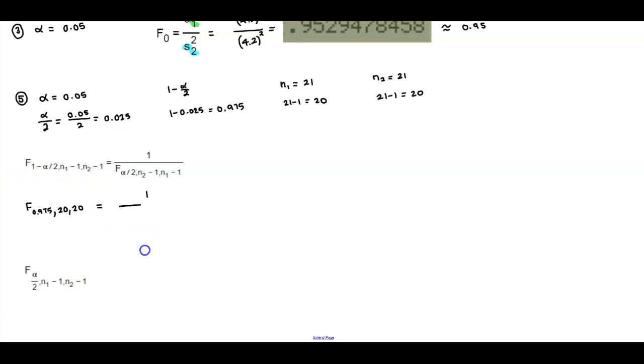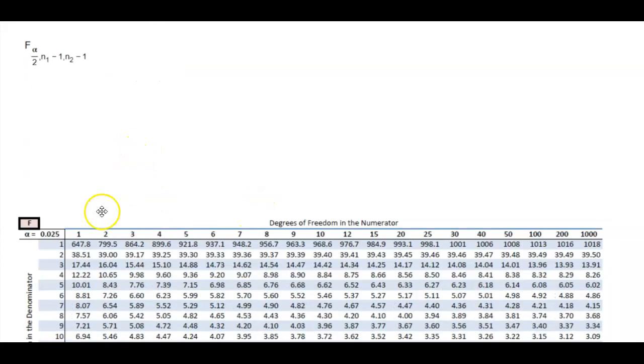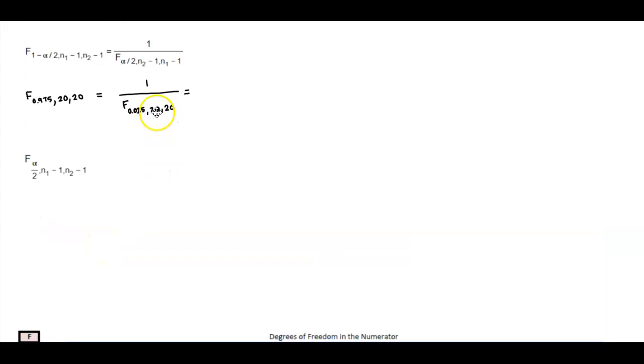1 over F sub alpha divided by 2, which becomes 0.025, and then we flip the degrees of freedom in the numerator and denominator, so it's still going to be 20 and then 20. Okay, so let's use our F distribution table. We know that we're looking for 0.025, so we're making sure that we're using 0.025. We have degrees of freedom in the numerator of 20 and the denominator is also 20.